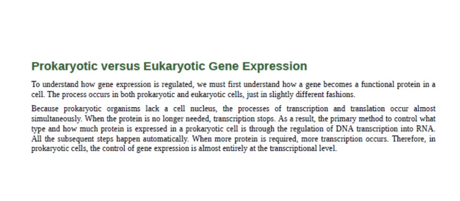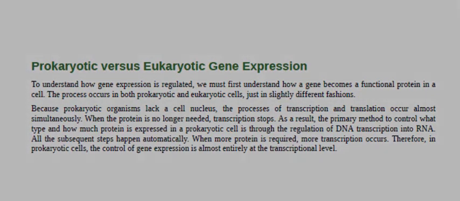As a result, the primary method to control what type and how much protein is expressed in a prokaryotic cell is through the regulation of DNA transcription into RNA. All the subsequent steps happen automatically. When more protein is required, more transcription occurs. Therefore, in prokaryotic cells, the control of gene expression is almost entirely at the transcriptional level.